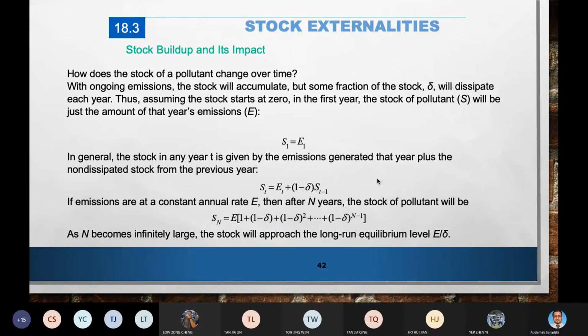So in general, the stock of any year is given by the emission generated that year plus the non-dissipated stock from the previous year. The previous year that we also suppose had pollution, but we did not throw away or waste or dissipate. So that is the general equation. For year 1, we say the stock of pollutant is S1.